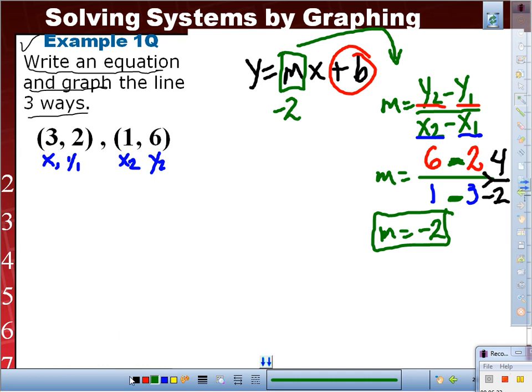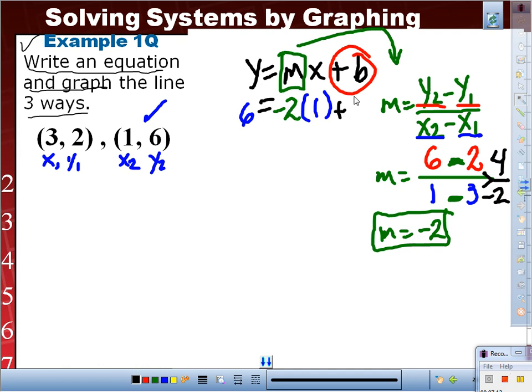Tanner, what do you do? Pick one of the coordinates. Which one do you want to use, the first or the second? All right, let's go with the second. So instead of x, what do we write? If I use the second one, what is x? 1, and y becomes what? 6. And I bring everything else down.